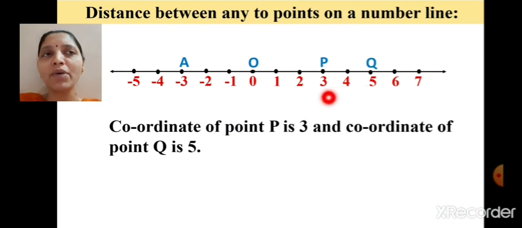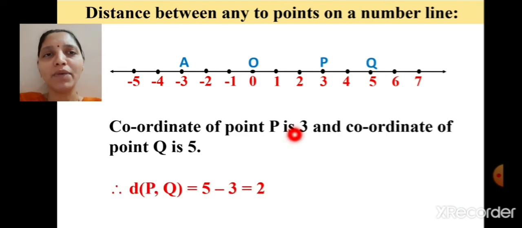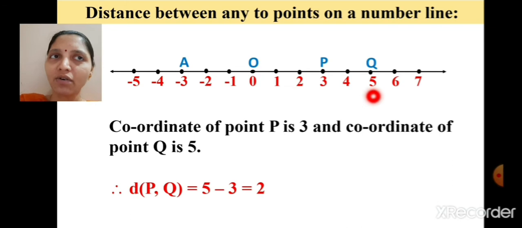Now which number is bigger here? 3 or 5? Yes, 5. So the distance between P and Q is equal to bigger number minus smaller number, that is 5 minus 3, that is equal to 2. So the distance between these 2 points is 2 units. Here you can see that the distance is 2 units.